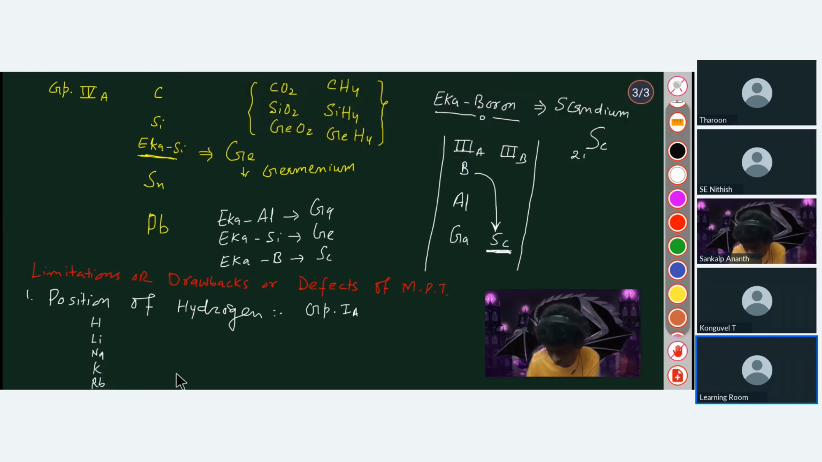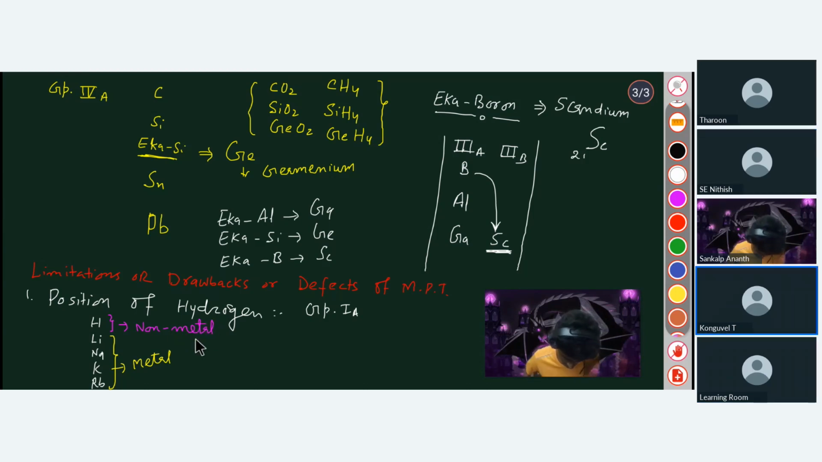If you have noted down lithium, sodium, potassium, rubidium, what are they? They are all metals, isn't it? But what is hydrogen? Hydrogen is a non-metal. It is also a gas, and all gases are non-metals. It is the imposter here.